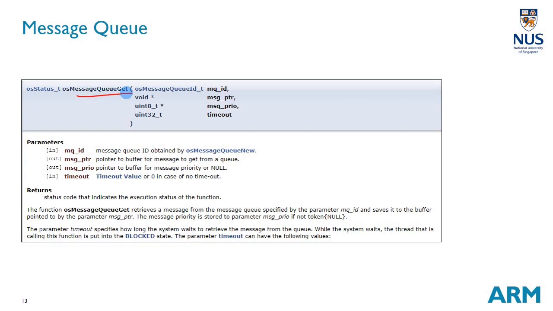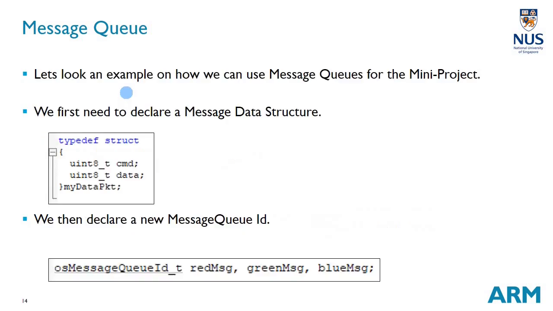So let's look at this in a more practical way. How can I use these message queues for my project or for any other application? The first thing you want to do is declare a message data structure. For our mini project that you're working on, generally a single 8-bit variable should be enough to hold the information that you need. But I'm intentionally showing you a data structure with two 8-bit variables, just to give you the idea that I can extend this to make it much larger, so the message that I send can be very comprehensive to hold a lot of information.